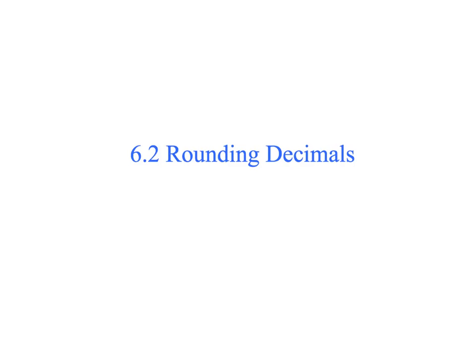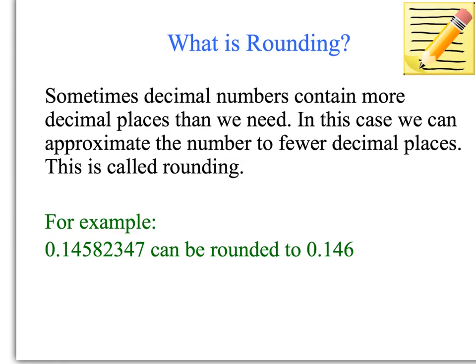Okay, so today we're talking about rounding decimals, which is 6.2 in our textbook. We need to talk about what rounding is to start with. I need you to write this down. Now, we've dealt with rounding a bit with whole numbers, so you just need to use what you already know about rounding with whole numbers and apply that to decimals.